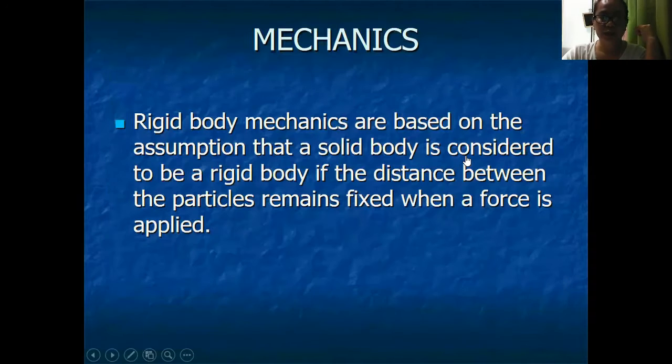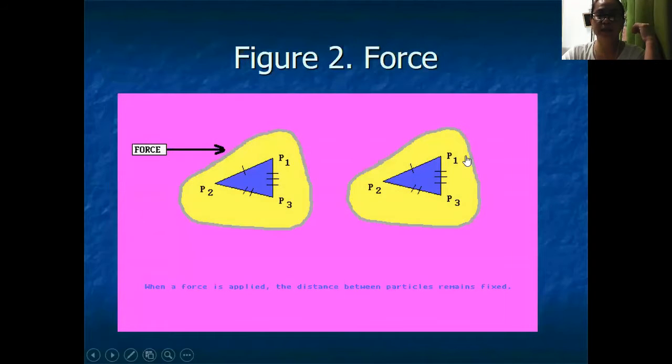preliminary. Now, when you say mechanics, rigid body mechanics are based on the assumption that a solid body is considered to be a rigid body if the distance between the particles remains fixed when a force is applied. So this is actually in figure 2, a force that is being used, the P1, P2, and P3. So when a force is applied, the distance between the particles remains fixed.